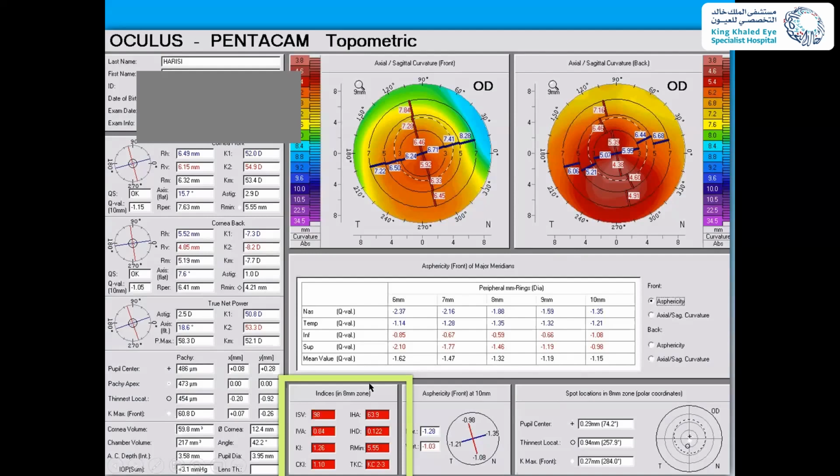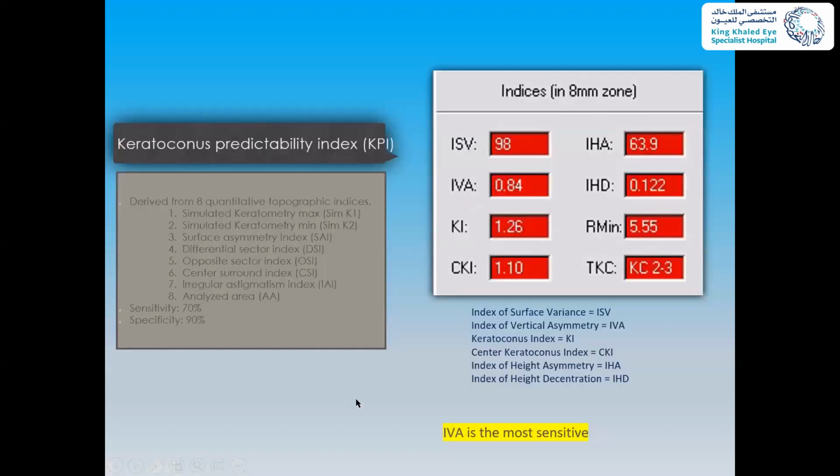The thing is, Pentacam is idiot proof, and anything red, we all know that it is abnormal, anything yellow is suspicious. So again, you don't need to remember these numbers, just remember the colors, okay? Index of surface variance, I'm not going into the details, but it talks about how much irregular astigmatism is there. Index of vertical asymmetry means how much it is asymmetrical between superior and inferior.